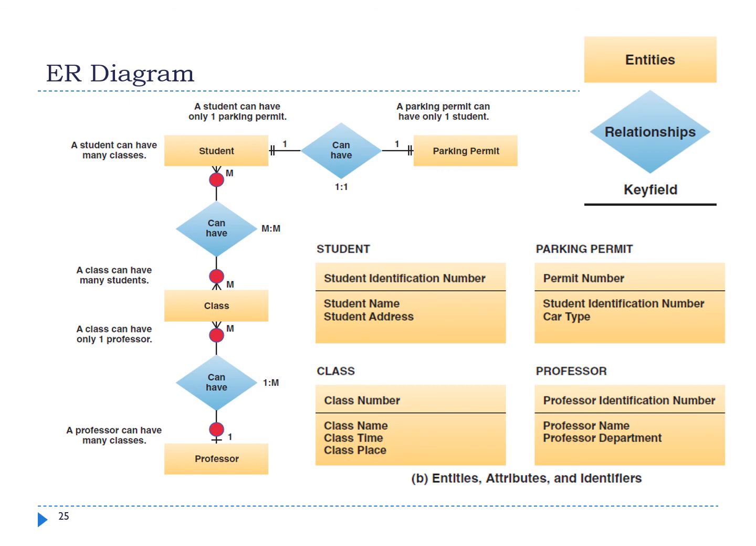The class entity has four attributes: class number, class name, class time, and class place. Class number is the primary key. The professor entity has three attributes: professor ID, professor name, and professor department. Professor ID is the primary key.